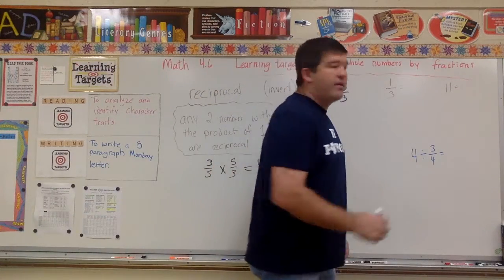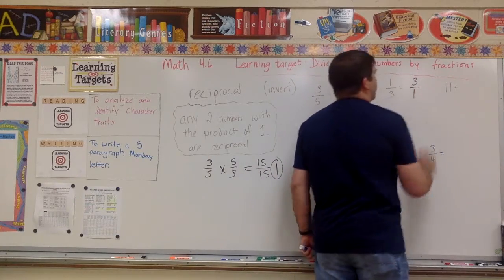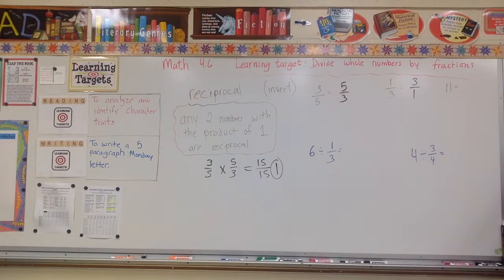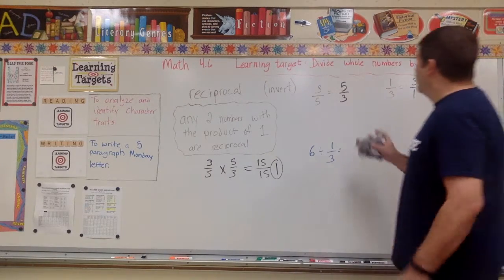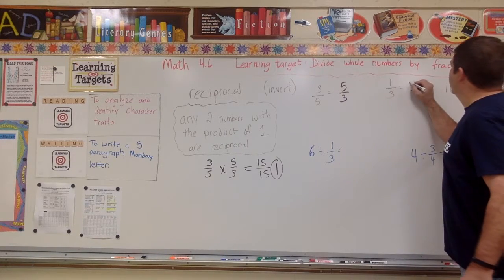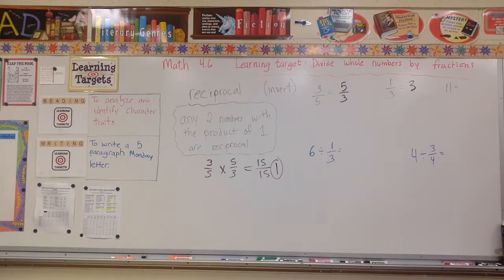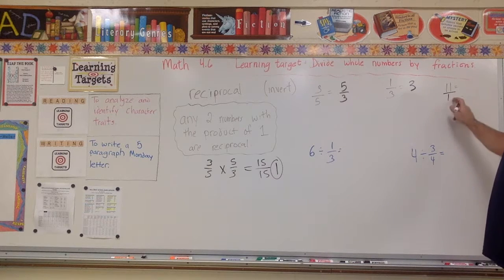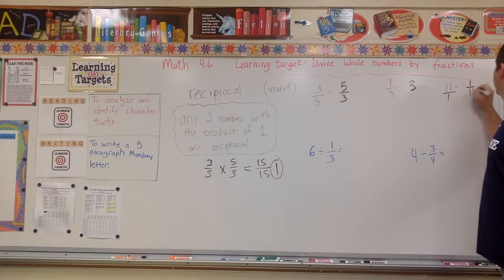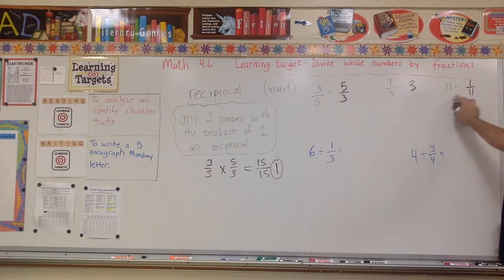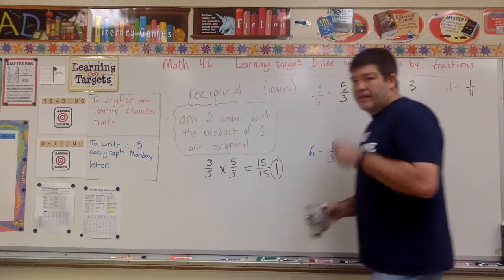So the reciprocal of 1/3 is 3 over 1, or because we know that anything divided by 1 is going to be that number, you could say the reciprocal of 1/3 is 3. Okay. Now, if I want to find the reciprocal of 11, I'm going to make it into a fraction, and then I flip it. Okay? So the reciprocal of 11 is 1/11.